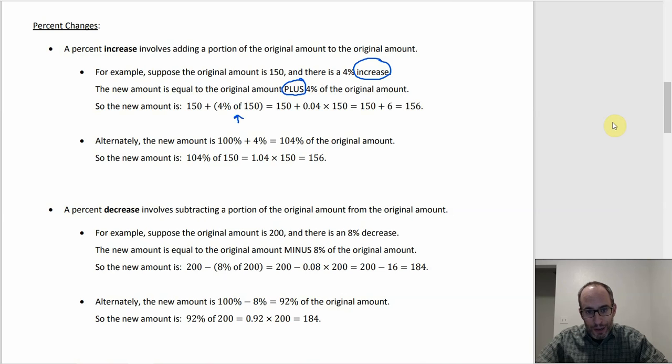So that right there in parentheses, that is the increase part. And so, okay, 4% of 150. I think this is easier to do with a decimal because most of these you end up putting into your calculator anyway. You can do it with a fraction if you want to and say, well, 4% is 1 over 25, and then 150 divided by 25 is 6.